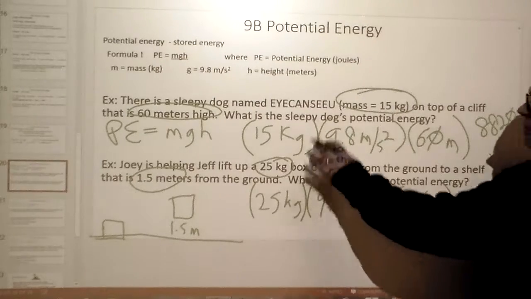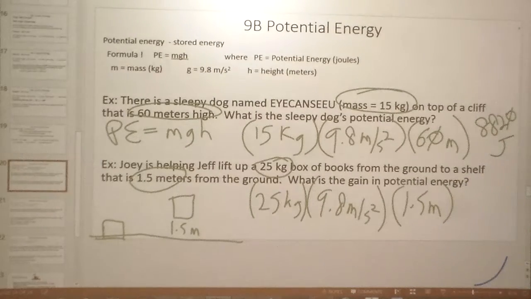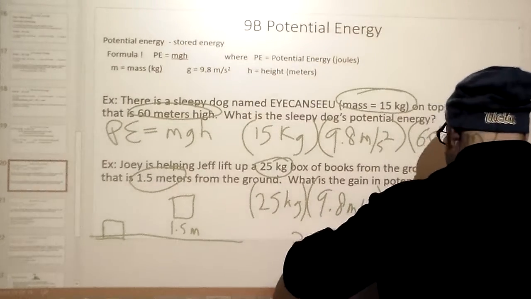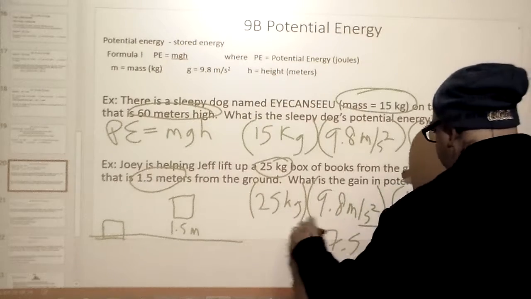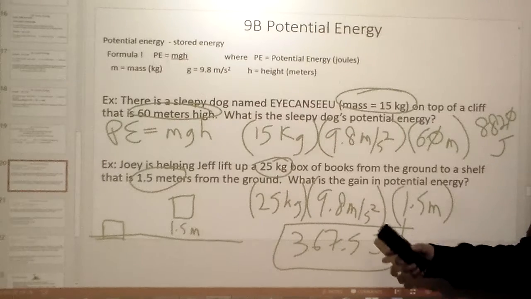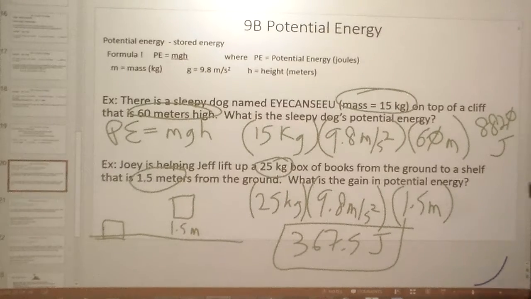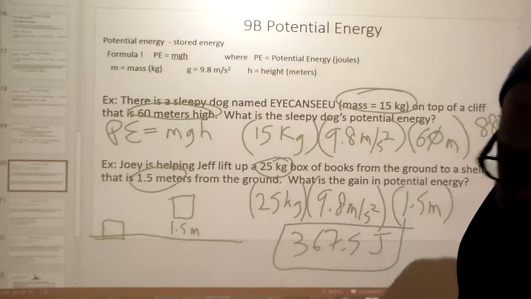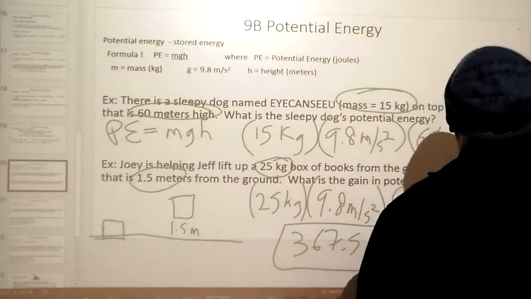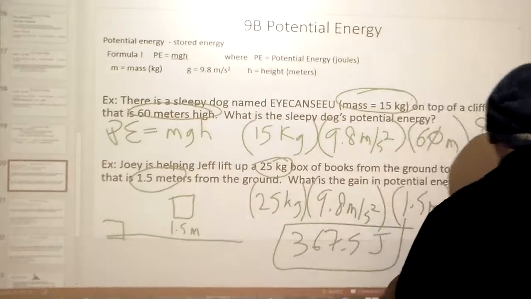So we're doing something very similar to the previous problem, okay? So we have the mass, so 25 times 9.8 times 1.5, and we walk away with 367.5 joules. And that's our answer. That's the gain in potential energy that we have lifting this box of books. Alrighty, let's move on.